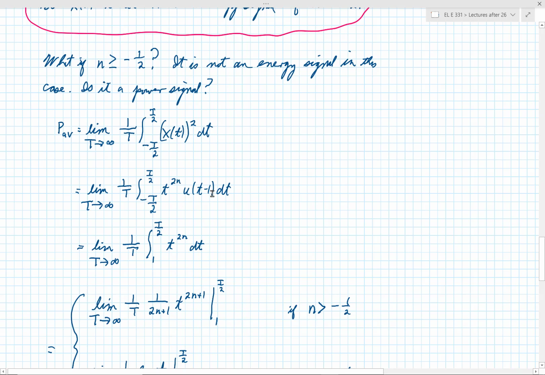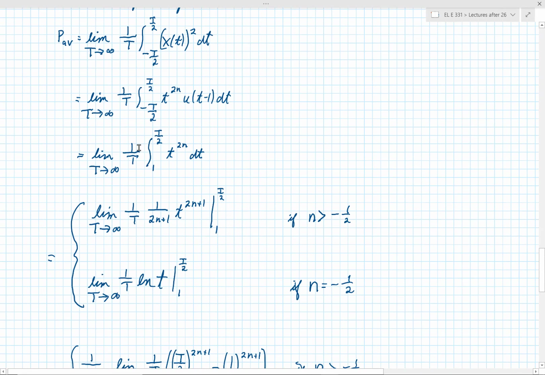Well, we already have found out that x of t squared will give us this, so we don't have to go over that again. And we know that the u of t minus 1 can be taken care of by changing the lower limit to 1. That's just like we did before, so still nothing new there. And so now we can go ahead and evaluate the integral. And as before, we will have 1 over 2n plus 1 t to the 2n plus 1. And that's what we will get if n is greater than negative 1/2.